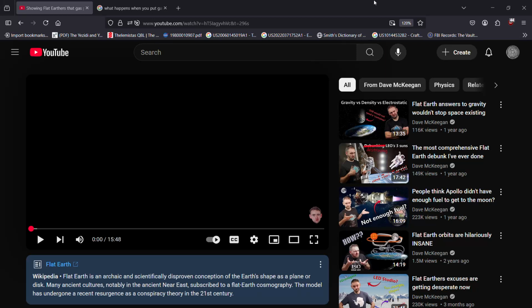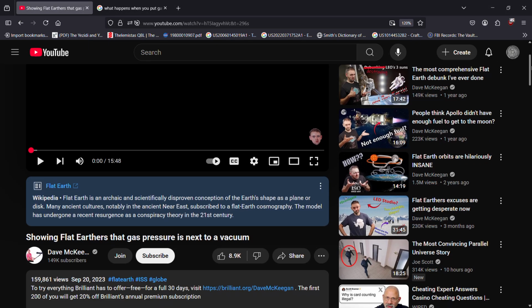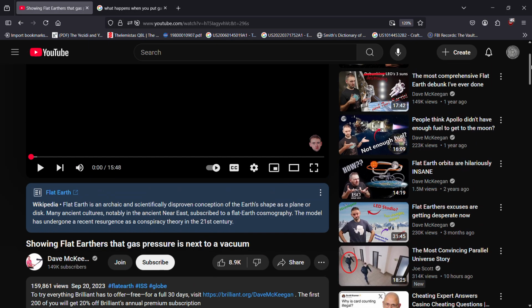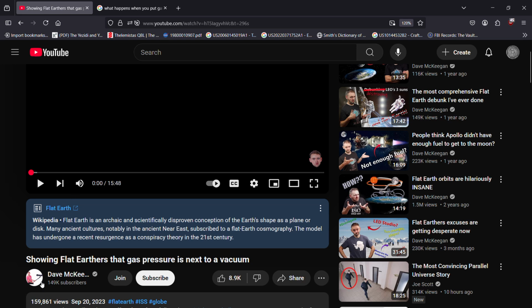All right, gas pressure, a gradient and a vacuum. In order to have a gas pressure gradient, you need a container so that a pressure gradient can first form. Now, in order to quote unquote debunk this, we have individuals like Dave McKeegan showing flat earthers that gas pressure is next to a vacuum. Now, when it comes to the term flat earthers, I am not a flat earther. I'm just a person who supports physics.